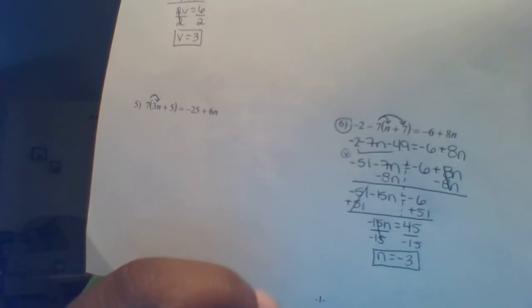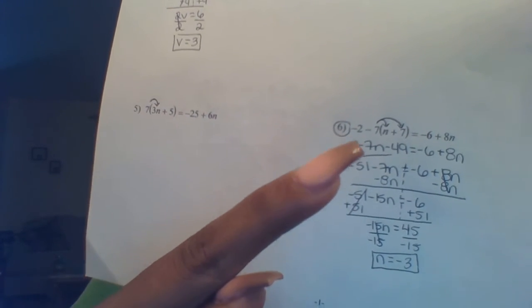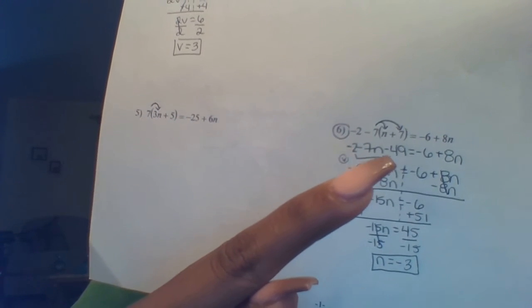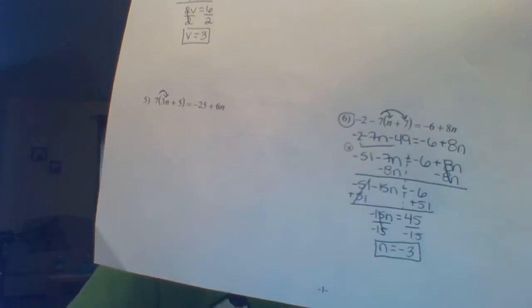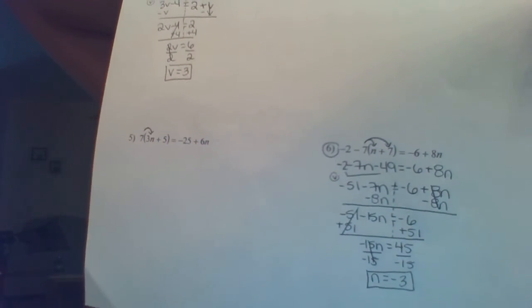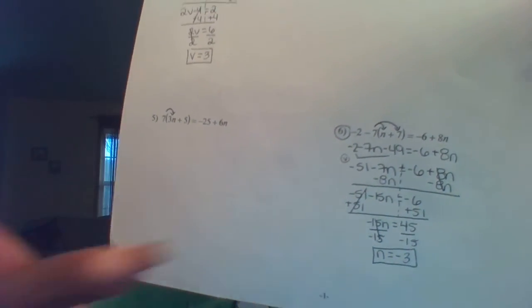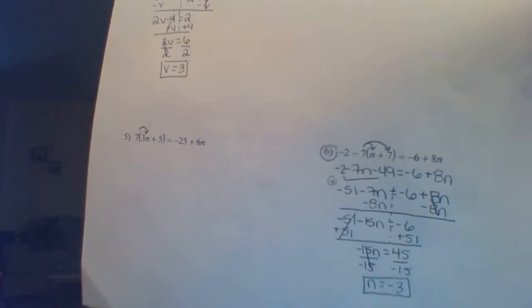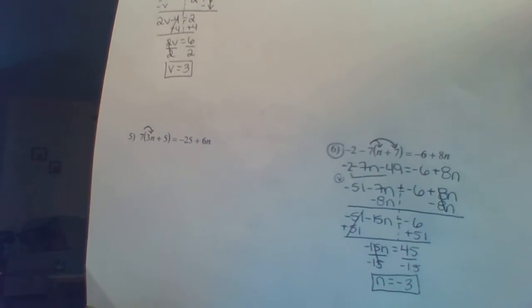On this next line, we're combining like terms. So I brought down this -2 at the beginning of the problem. My like terms are the -2 and the -49 because they both do not have a variable after them. So -2 minus 49 simplifies to -51. Then I just brought down this -7n because there were no like terms to combine it with.